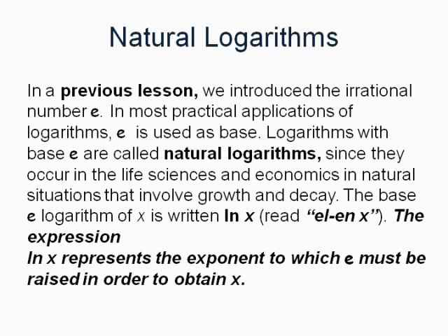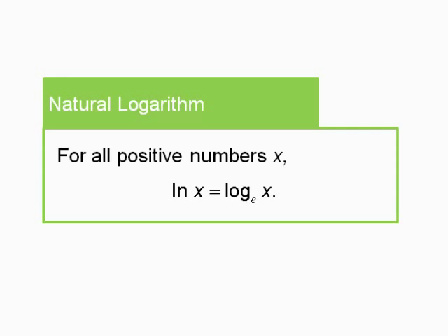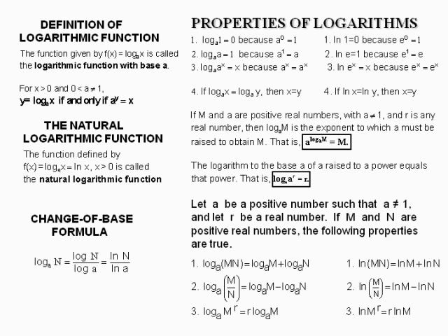So down here it says the base e logarithm of x is written this way, and it's read ln x. The expression ln x represents the exponent to which e must be raised in order to obtain x. It is called the natural log. So whenever you see this natural log ln x here, you know you got a log with base e there. It is so important, that e number, that they created a log all for it.